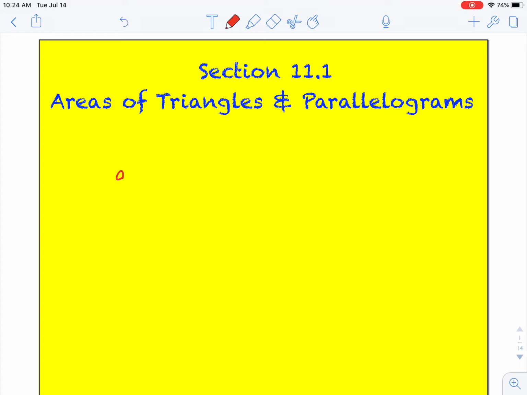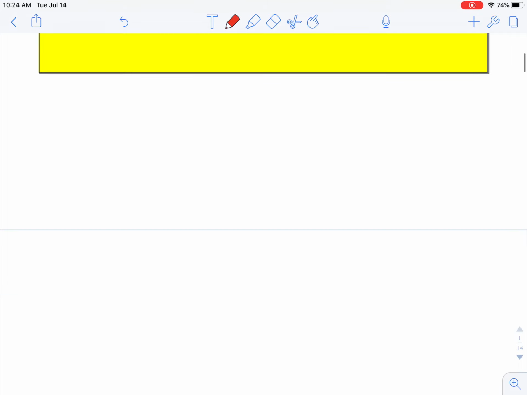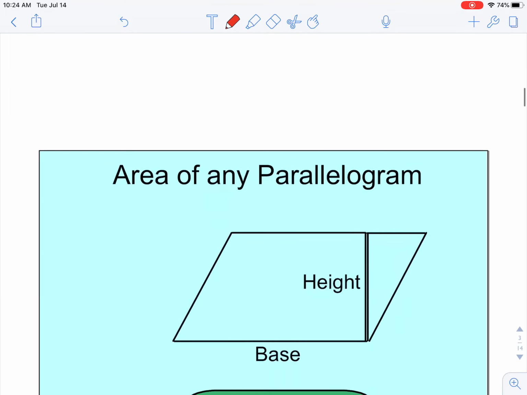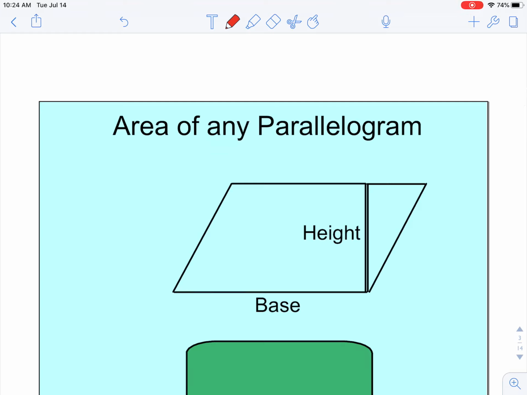Section 11.1, we're going to look at areas of triangles and parallelograms, probably some things that you're very familiar with. So let's just take a look at the area of any rectangle. You should already know this formula, but the area is equal to the base times the height. Remember, it's the number of square units that fit inside. So our units will always be units squared.